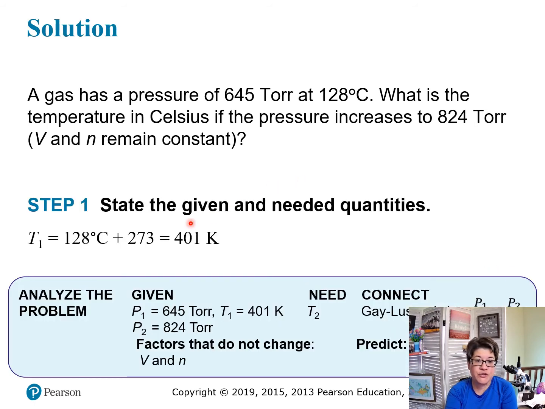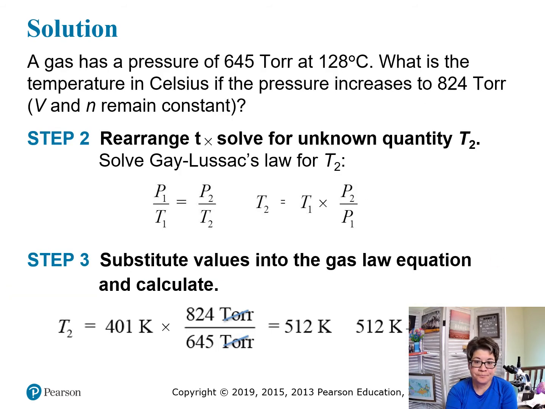All right, so first you need to change that temperature to Kelvin. So that's your first step. Then write down your given and then what you need. Okay, so then since we need T2, we're going to solve for that. So we rearranged our equation and we plug in our values, and our final answer is 512 K, and then we subtract 512 minus 273.